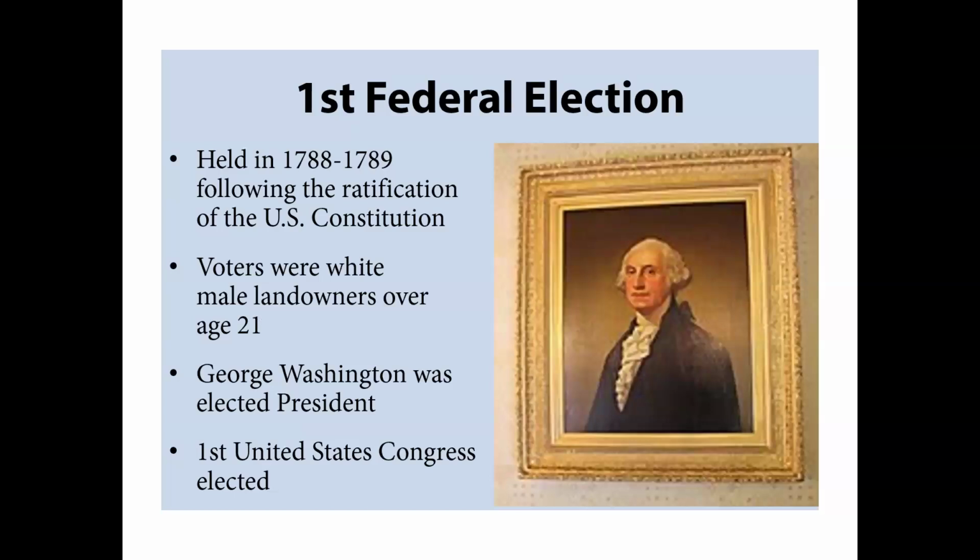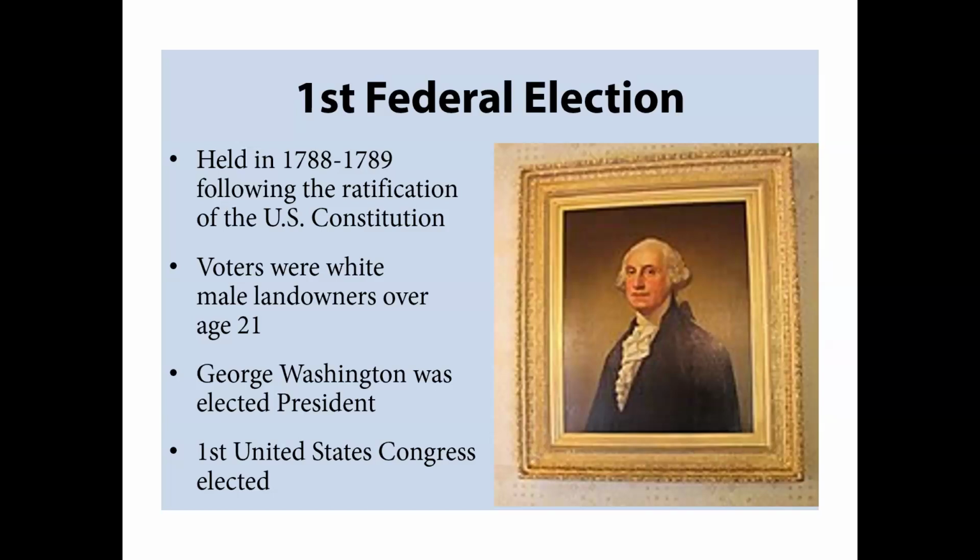We really start to see some changes being made when we move into the time after the Revolutionary War and we hold our first federal election. This was actually held over the span of two years, from 1788 to 1789, following the ratification of the Constitution. Similar to what we saw with freemen, the voters had to be white male landowners over age 21. However, we were not requiring that they necessarily be churchgoers.